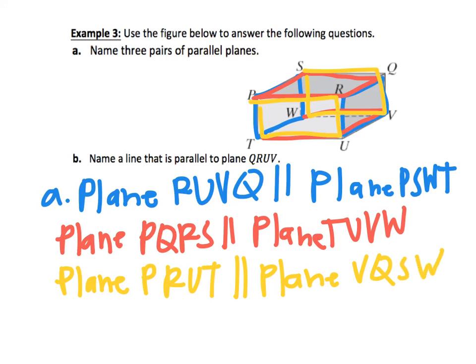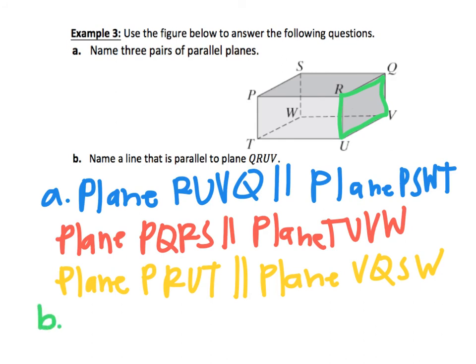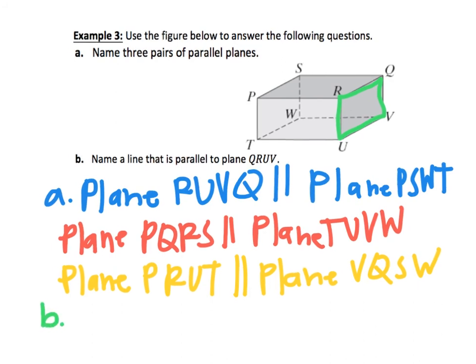The next part, we need to name a line that's parallel to plane QRUV. I'm going to just erase this quick. So we're looking at QRUV. That is this part here. And we need a line that's parallel to it. I'm going to do B in green. I'm also going to zoom.